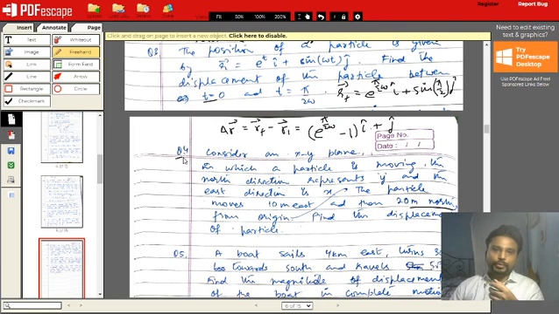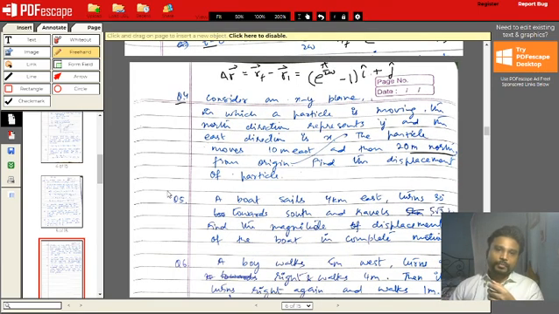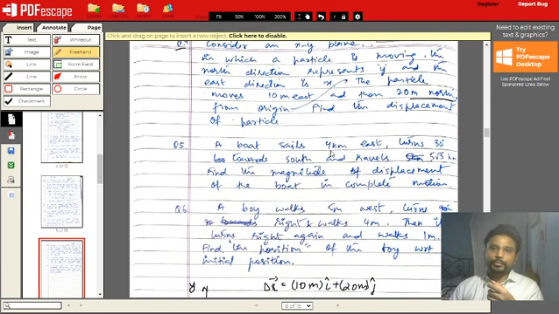For question number 4. A boat sails 4 kilometers east, turns 30 degrees towards south, and travels 5 root 3 kilometers. Find the magnitude of displacement of the boat in complete motion.